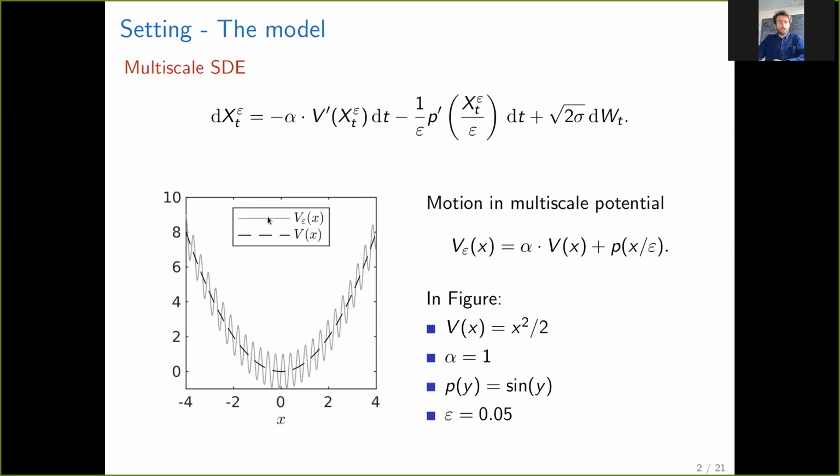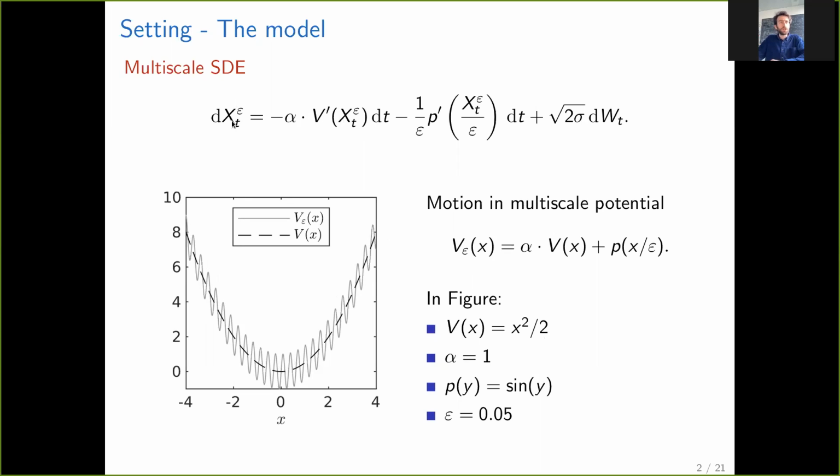So graphically, this model describes the motion in a potential of this sort. Here we just take capital N equals 1, so we have just one slow potential, which is quadratic. Then we take alpha equals 1. P of y is just a sinusoidal function, and we take epsilon to be 0.05. And we have here in black dashed the slow scale potential, and the gray line is the multiscale potential.